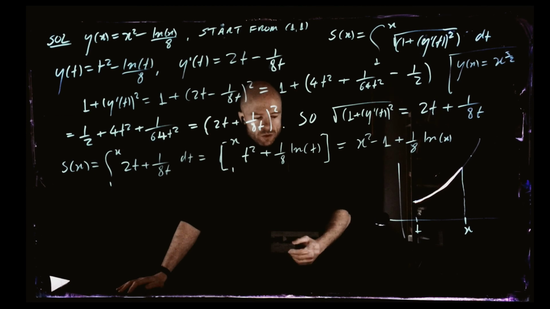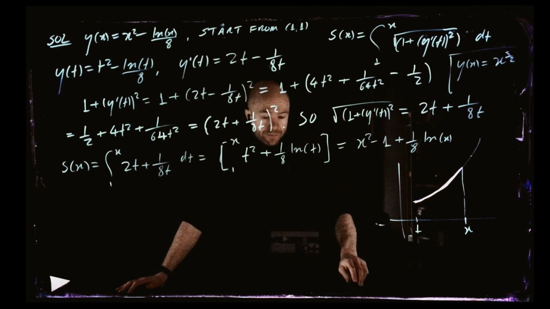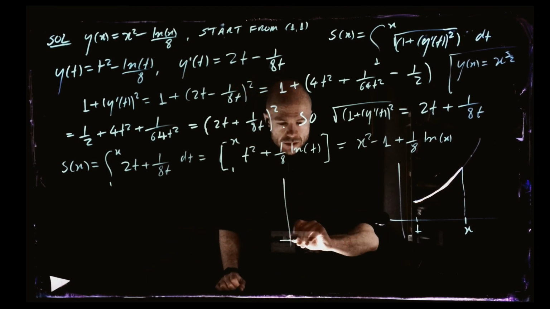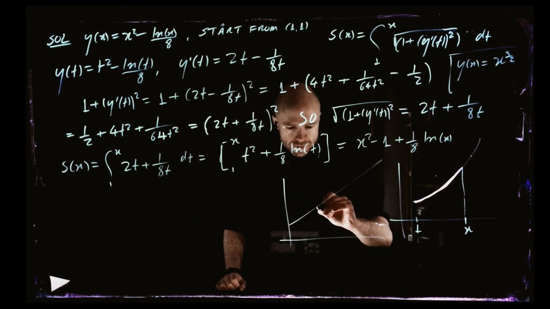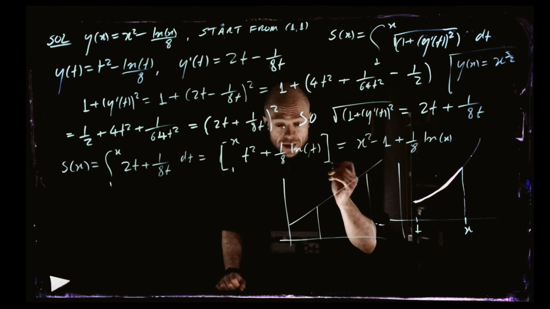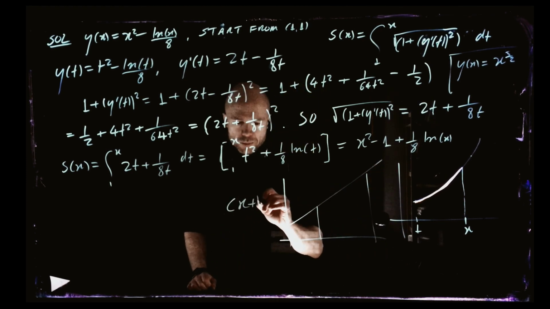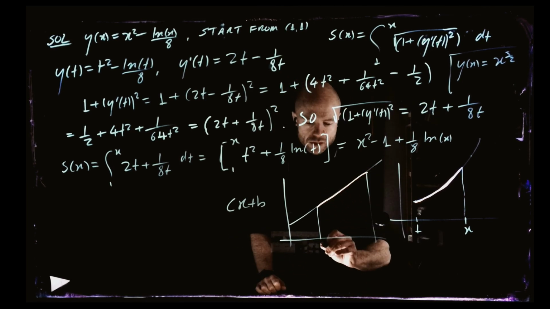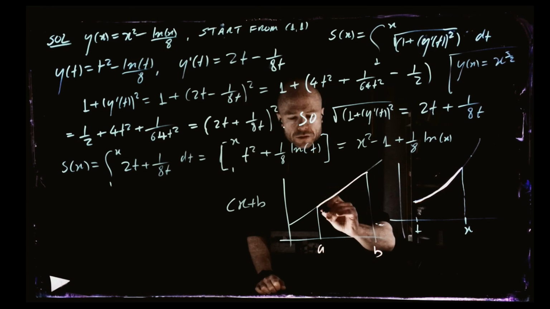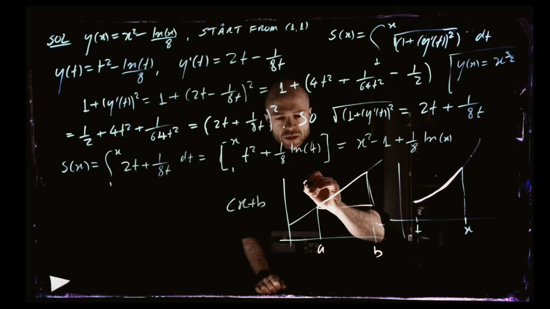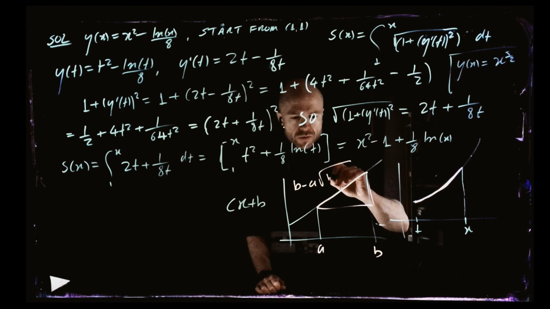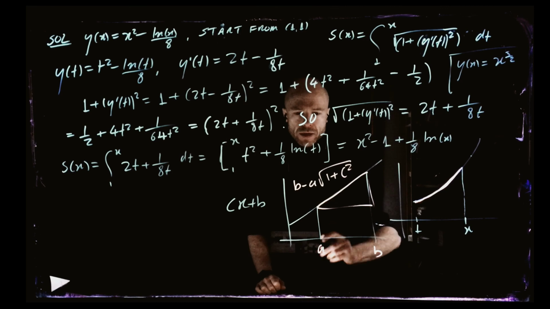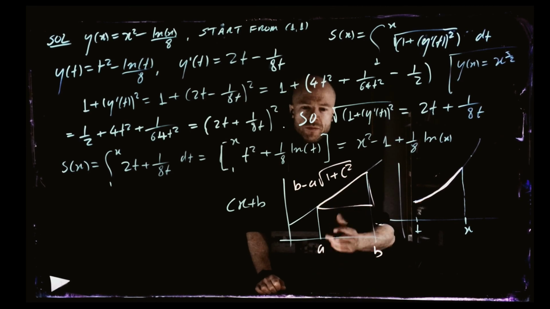I want you to be in the position where if you're asked a question about the arc length of a graph, this picture comes to mind: if we just have a nice affine function, cx plus b, then we know that the length of this thing from a to b, just by Pythagoras, is going to be just b minus a times the square root of 1 plus c squared. I want this picture to come to mind for you.